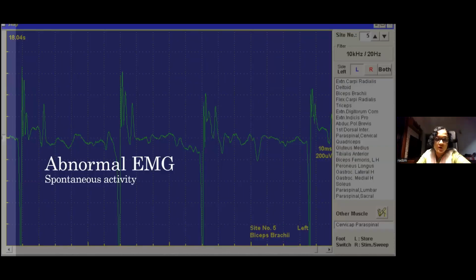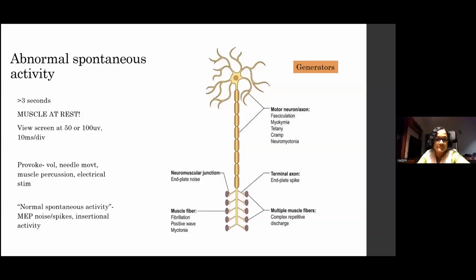So let's look at abnormal EMG. In an abnormal EMG, there is something called spontaneous activity, which we need to know how to assess. And then there are the motor unit action potentials as well. Once a patient starts contracting the muscle, what type of motor unit action potentials we see, what type of recruitment, what type of interference patterns that we see. Those are the two sections we'll be looking at when we look at abnormal EMG.